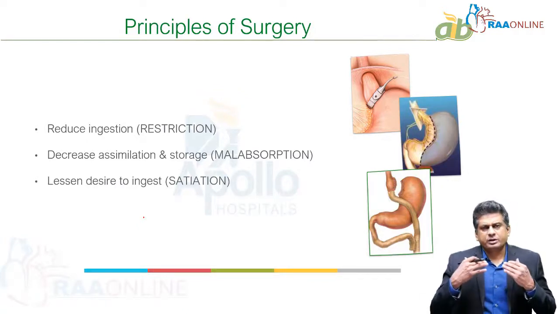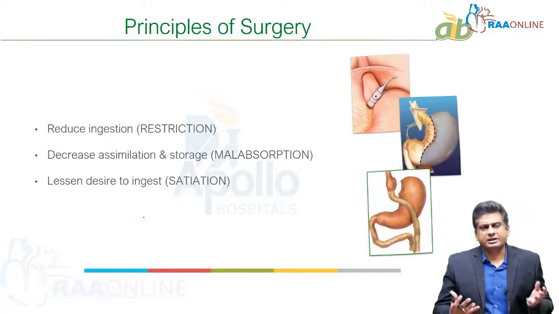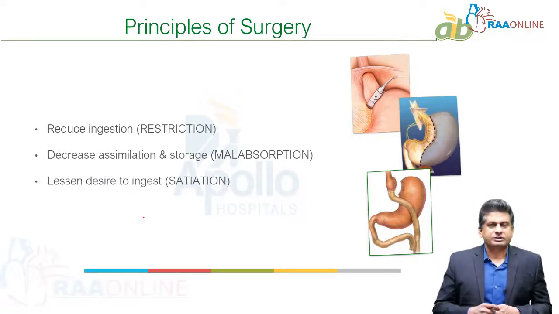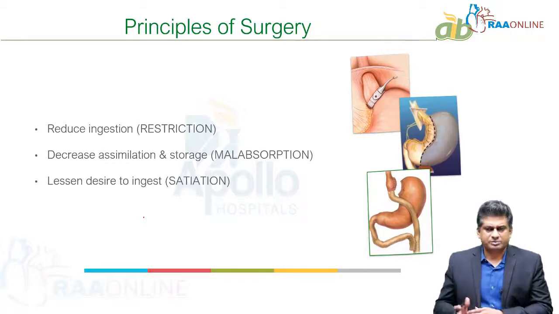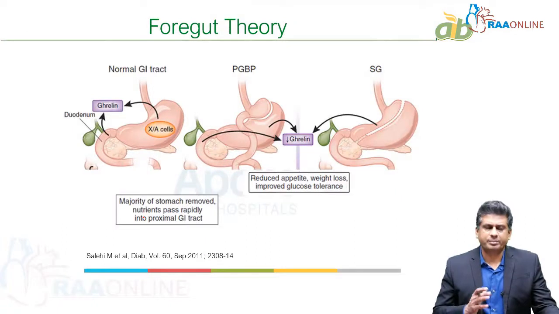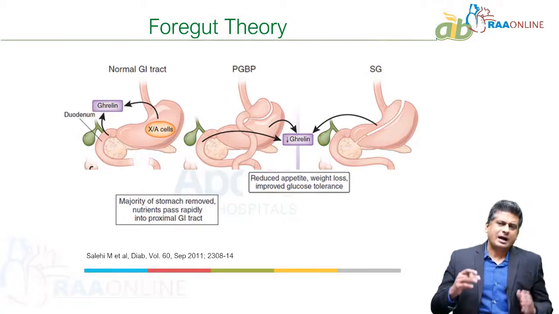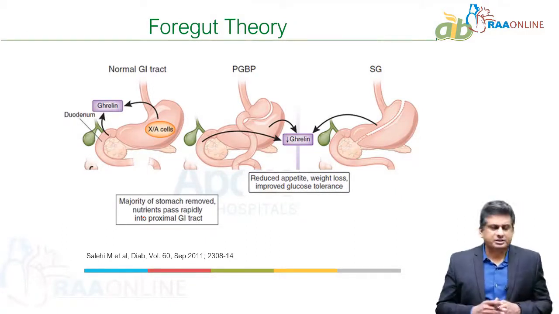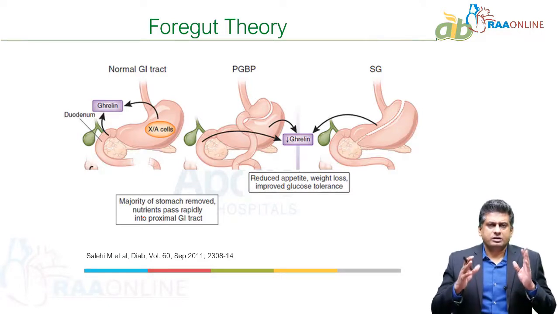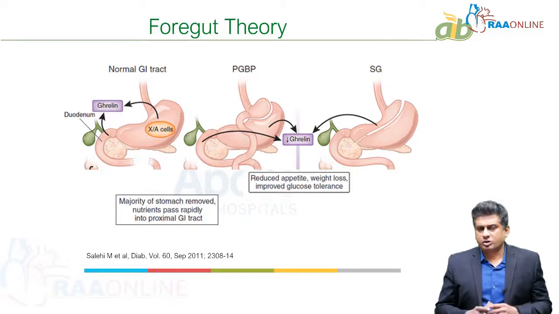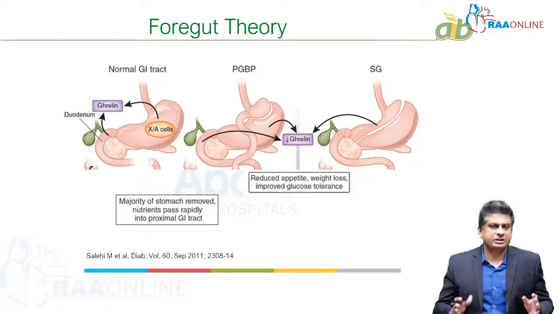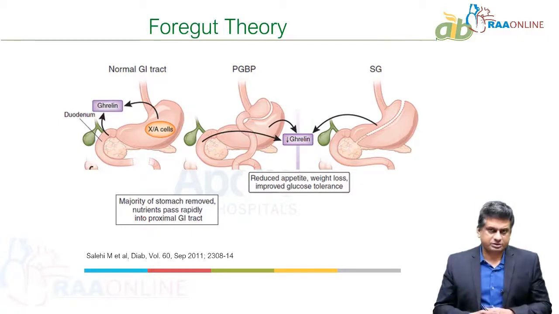Third, to increase your satiation, that is by decreasing the hunger as well as increasing the feeling of fullness. So, by restriction, malabsorption and satiation, you work on these three principles for bariatric surgery. Foregut theory is the most common theory which works in every single bariatric patient. This helps in restriction of all the restrictive procedures.